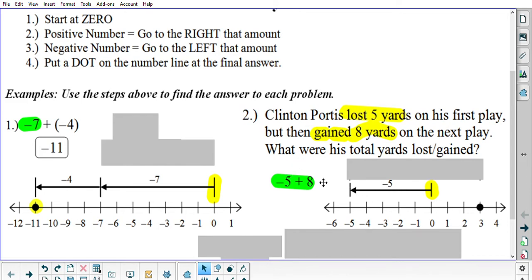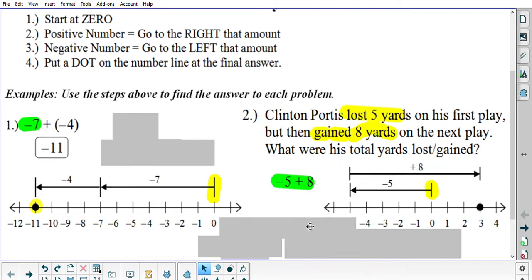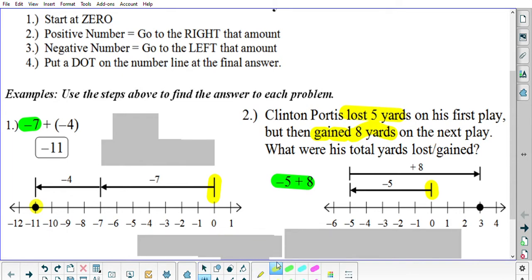But +8 doesn't go to the left, does it? It goes to the right. So what I'm going to do is scooch up here a little bit and put my next bar above the other one, since I have to show that I'm now going to the right. I don't want to draw over the -5's bar. So I'll go a little higher here and then count 8 to the right. Now this is going to take me past 0, isn't it? And if I count correctly, this would leave me at the value of 3. So I put my dot at 3.